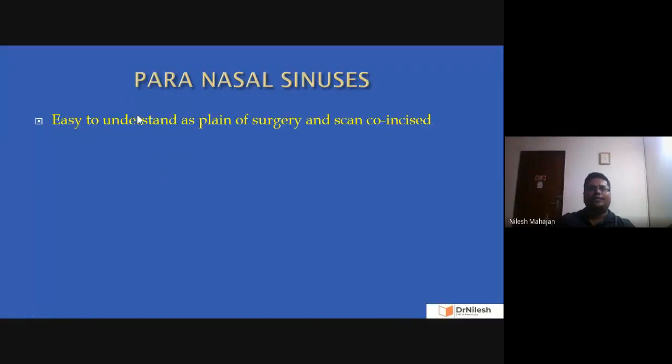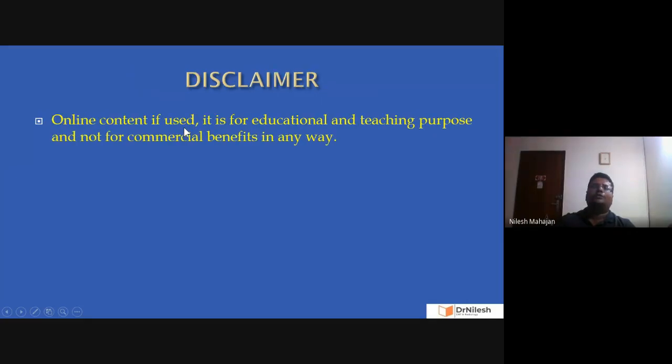Next is paranasal sinuses. Paranasal sinuses scan is easy to understand, as the plane of the surgery and scan coincides. What is the plane of surgery for the paranasal sinuses? In the coronal plane. What is the scan taken for the paranasal sinuses, CT-PNS? It's generally taken in the coronal planes. That's why it's easy to understand the paranasal sinuses, but that is not our topic, so I'll be skipping that.